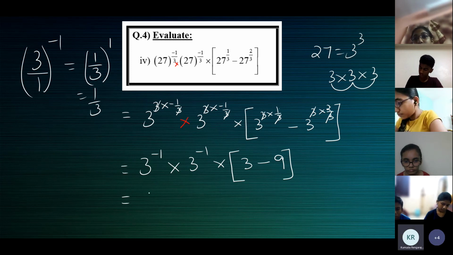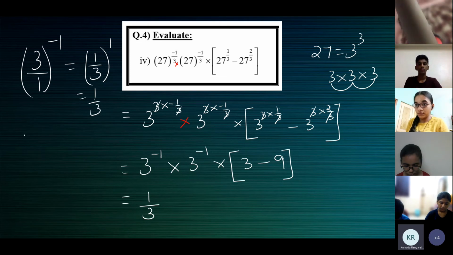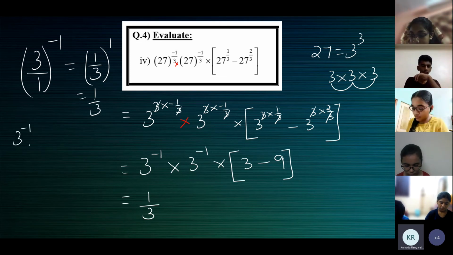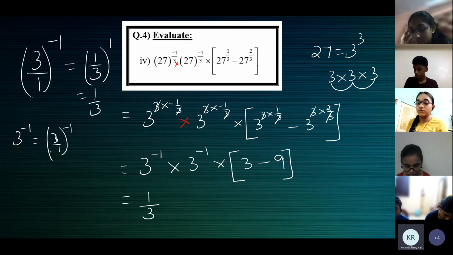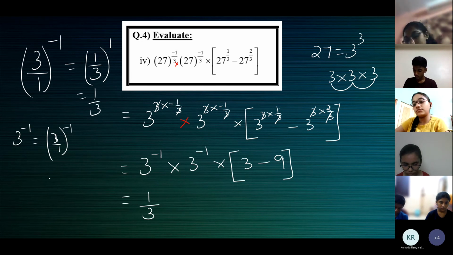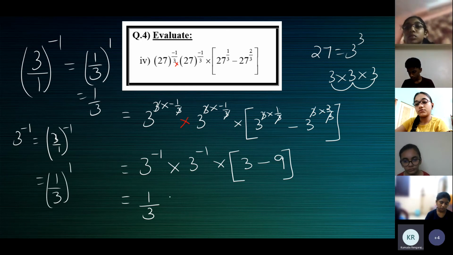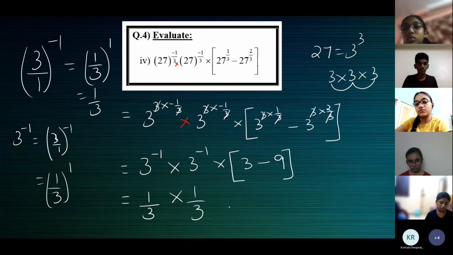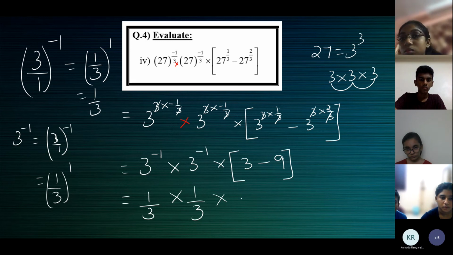So in the next step, you should be able to write 1 by 3 straight away. If you're not able to, go to the rough column and write 3 to the power minus 1. This is nothing but 3 by 1, the whole power minus 1, because 3 means 3 by 1. And the reciprocal of 3 by 1 is 1 by 3. Negative of minus 1 is plus 1. So it's 1 by 3 into 1 by 3 into 3 minus 9. What is 3 minus 9? Minus 6.